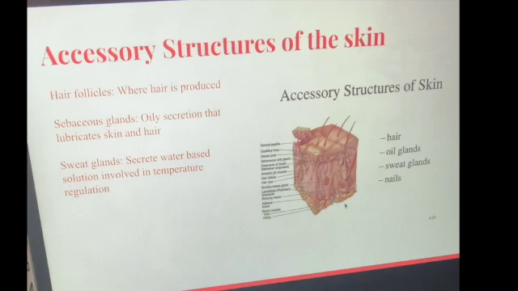Now we are going to go over the accessory structures of the skin. Hair follicles, sebaceous glands, and sweat glands make up the accessory structures. At the base of the hair follicle is where the hair is produced. Sebaceous gland synthesizes oily secretion that lubricates skin and hair, and the sweat glands secrete water-based solution involved in temperature regulation.